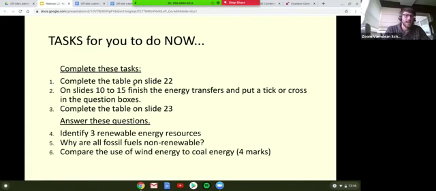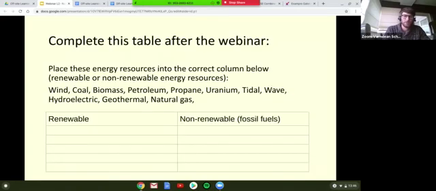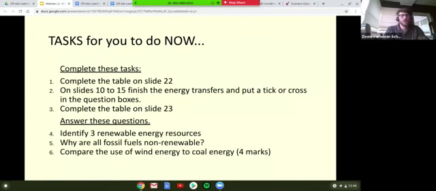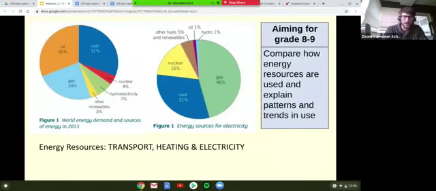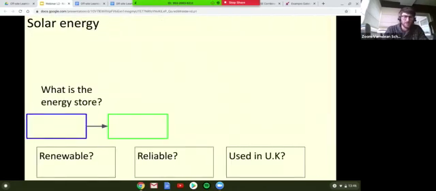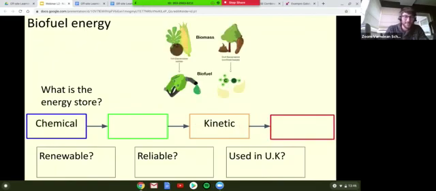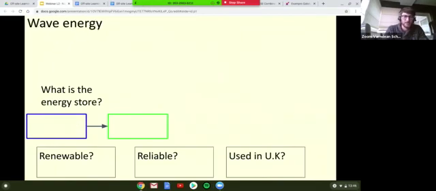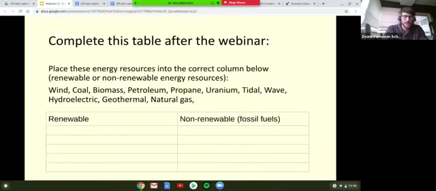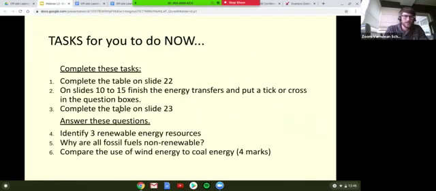Firstly, complete these tasks. You need to complete the table on slide 22. Go down one, that's the table. On slides 10 to 15, you need to finish those energy transfers and put a tick or cross in the question boxes. So those are these ones that I'm talking about. You need to finish these off for the ones that are missing things. Then you need to complete the table on slide 23. That's this one.